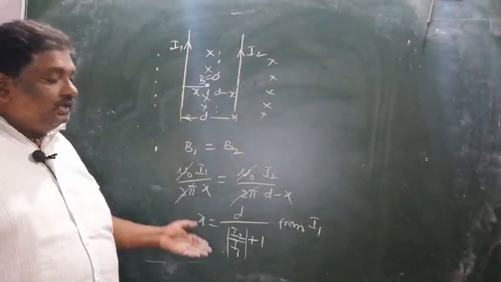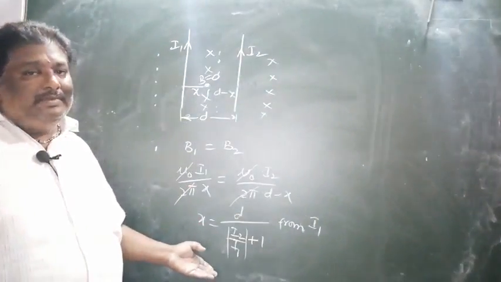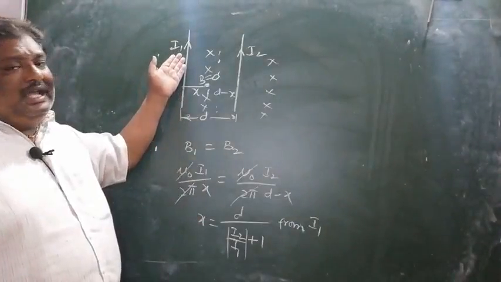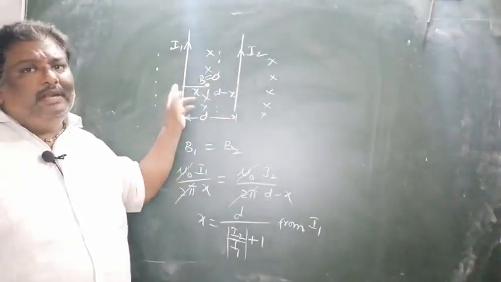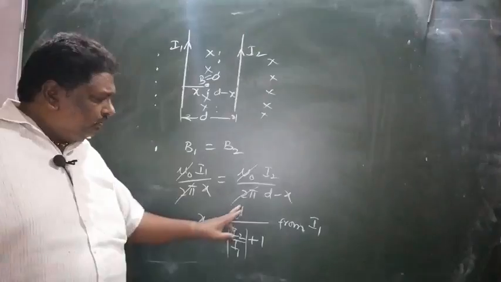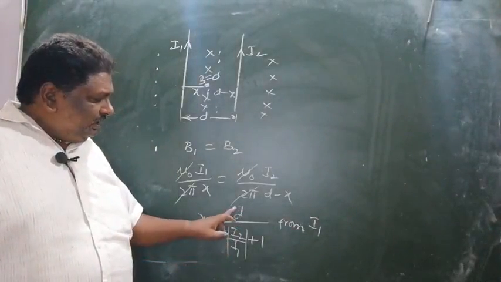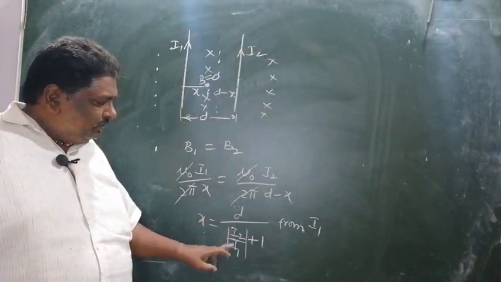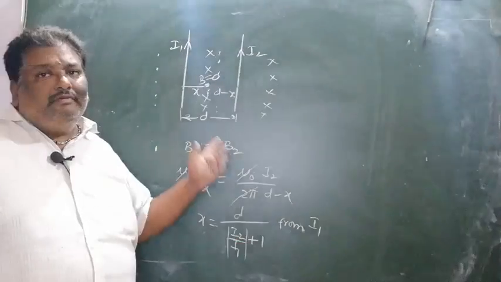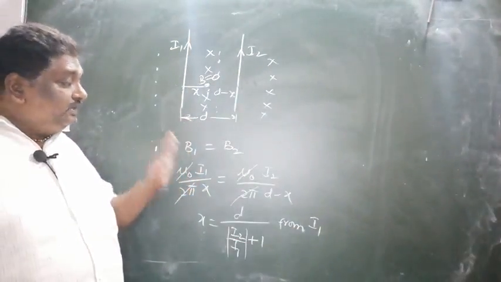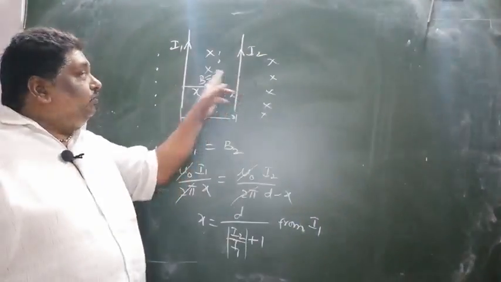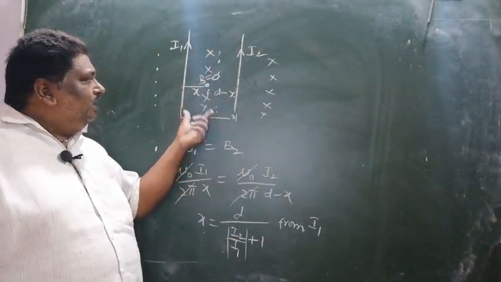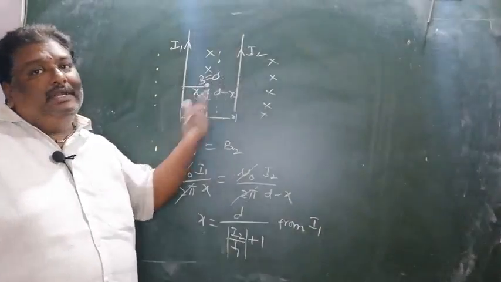Okay, so it is a shortcut. In an examination, time will be saved. Simply, if one conductor carries 2 amperes and the other 5 amperes, and the distance between them is 5 centimeters, where is the null point formed? Immediately apply x is equal to D by (I2 by I1 plus 1), and the answer will come. This is from I1. Suppose they ask the null point from I2; it is D minus x.